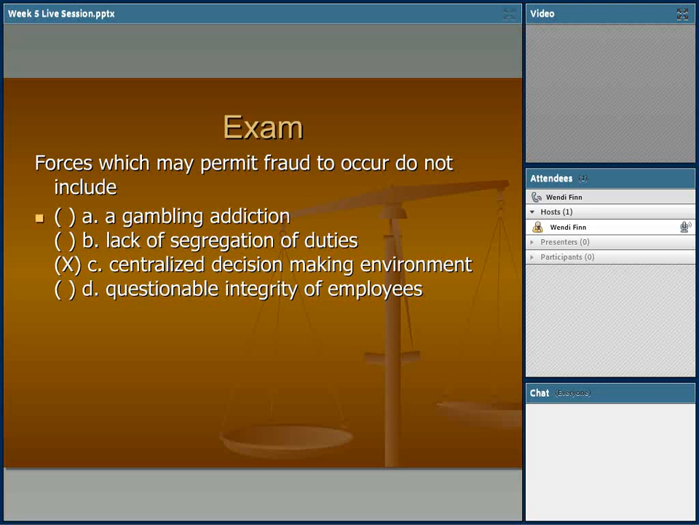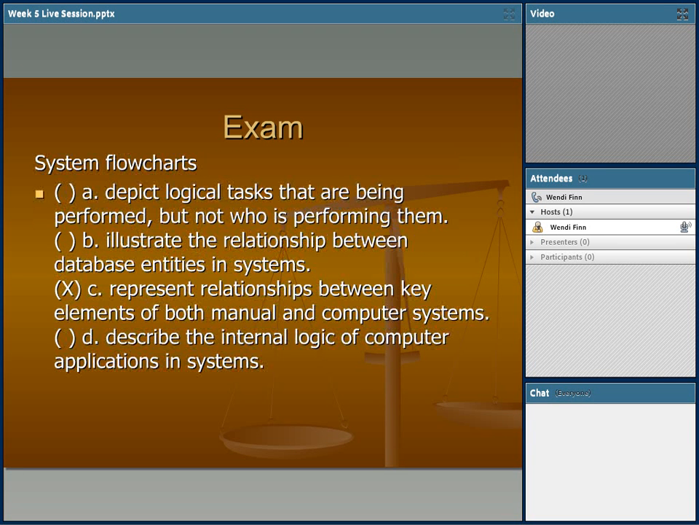Forces which may permit fraud to occur do not include centralized decision-making environments. So again, the word not. I'm really looking at all these. That was the only one that made sense. So again, I'm assuming that if you missed this, you missed that word not. System flowcharts represent relationships between key elements of both manual and computer systems.